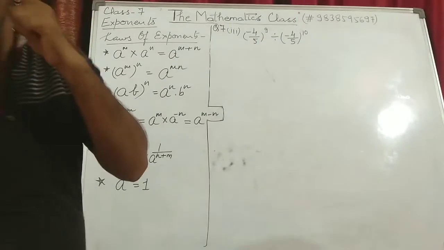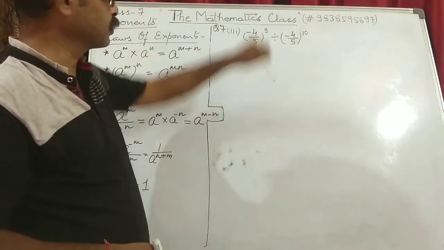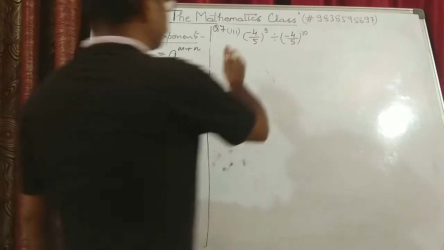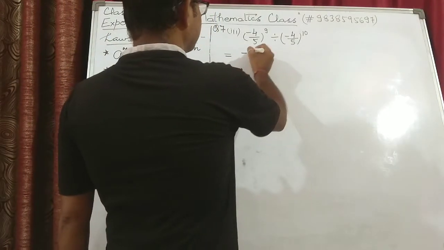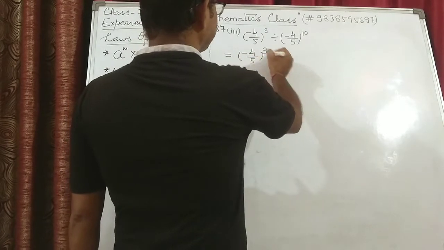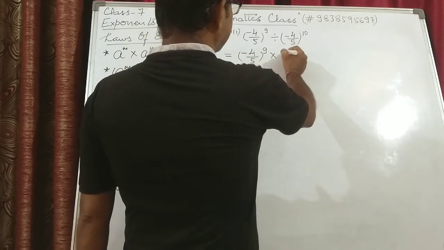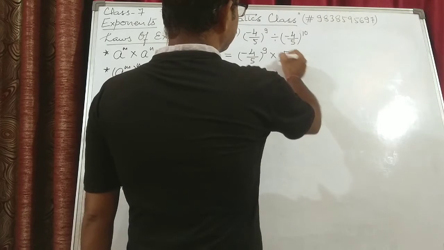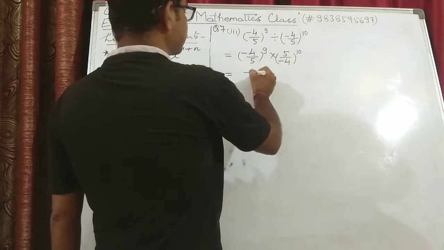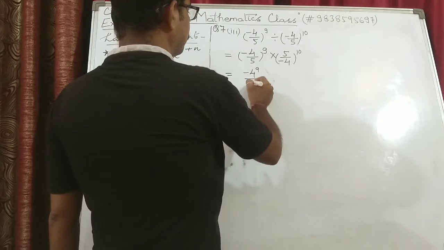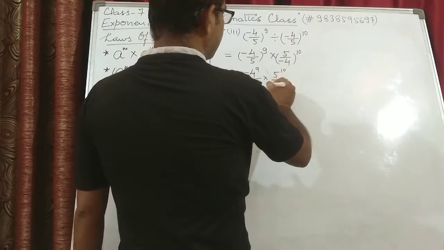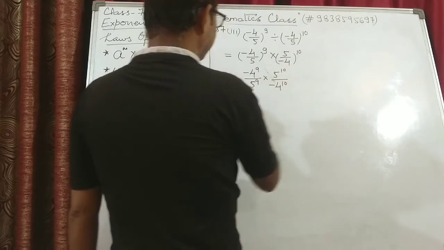Now the third part is (minus 4 upon 5) to the power 9, division sign, (minus 4 upon 5) to the power 10. Again same thing, (minus 4 upon 5) to the power 9 into (5 upon minus 4) to the power 10. Now this can be written as minus 4 to the power 9 upon 5 to the power 9 into 5 to the power 10 upon minus 4 to the power 10.